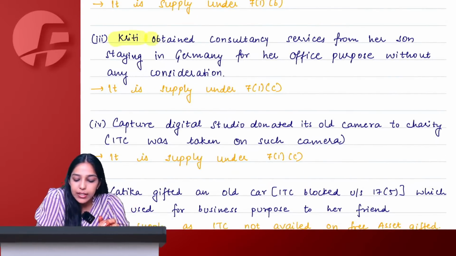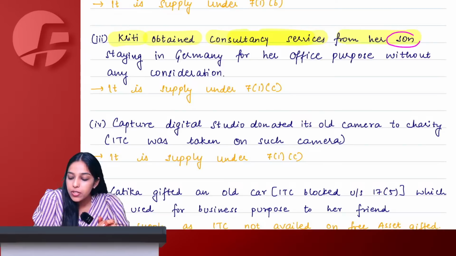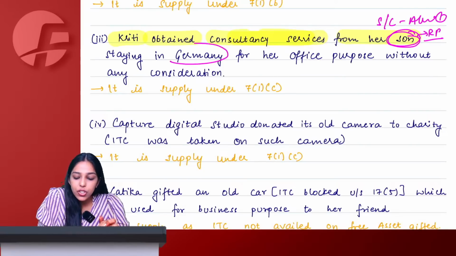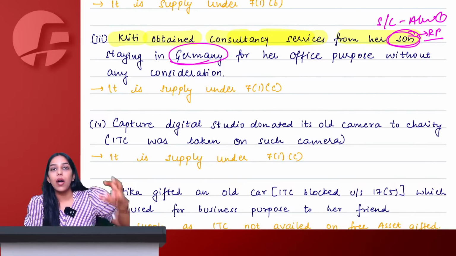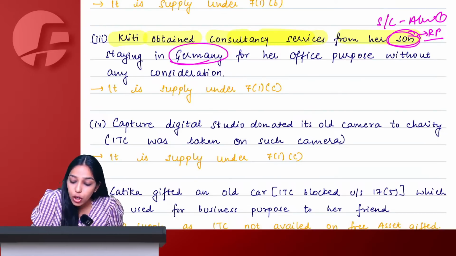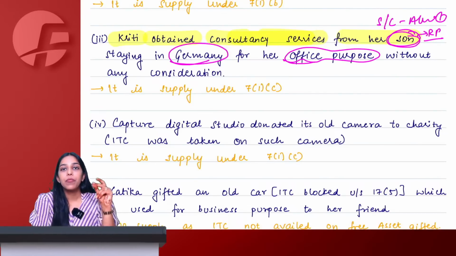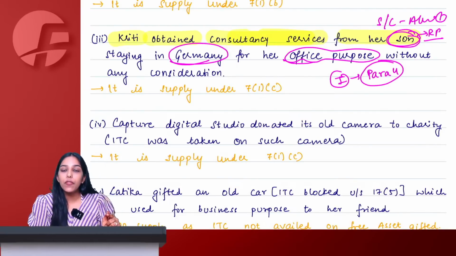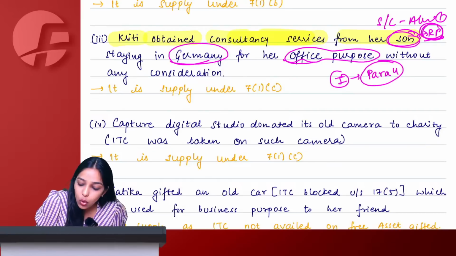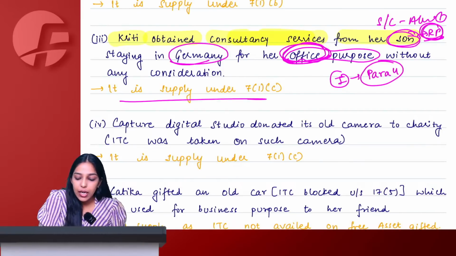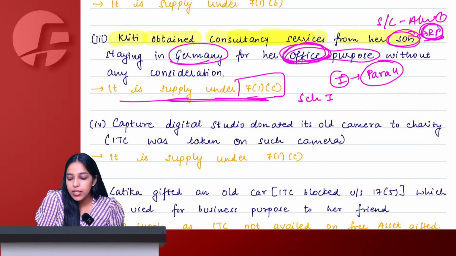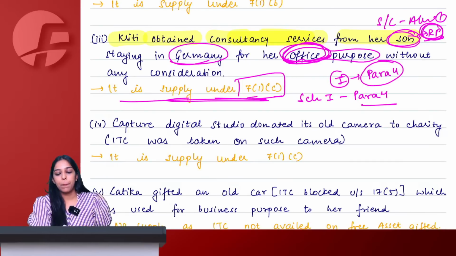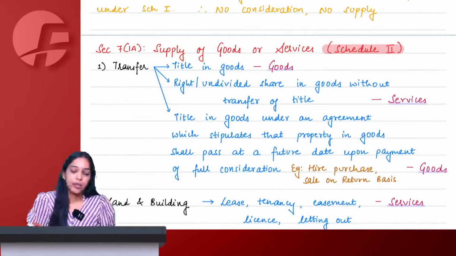Like this example, where Kriti obtained consultancy service from her son. Now son, which means spouse and children, always related. So son is a related person, staying in Germany. So I have availed some services from outside India, which is an import of service for office purpose without consideration. Without consideration means I will check Schedule 1, and according to Schedule 1 para 4, import of service from a related person in course or furtherance of business without consideration is a deemed supply under section 7(1)(c), Schedule 1 para 4. Understood. Remaining examples you can read.